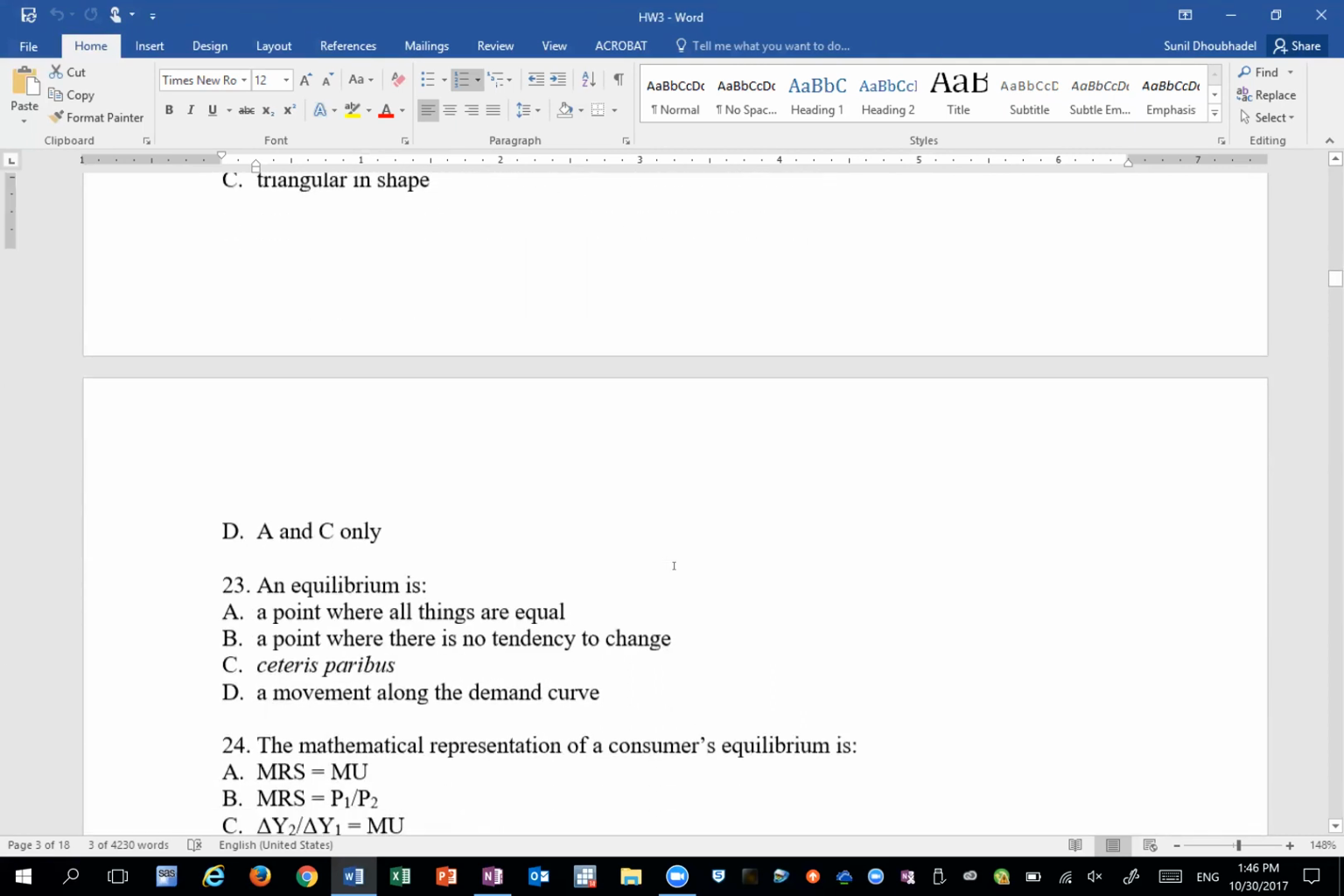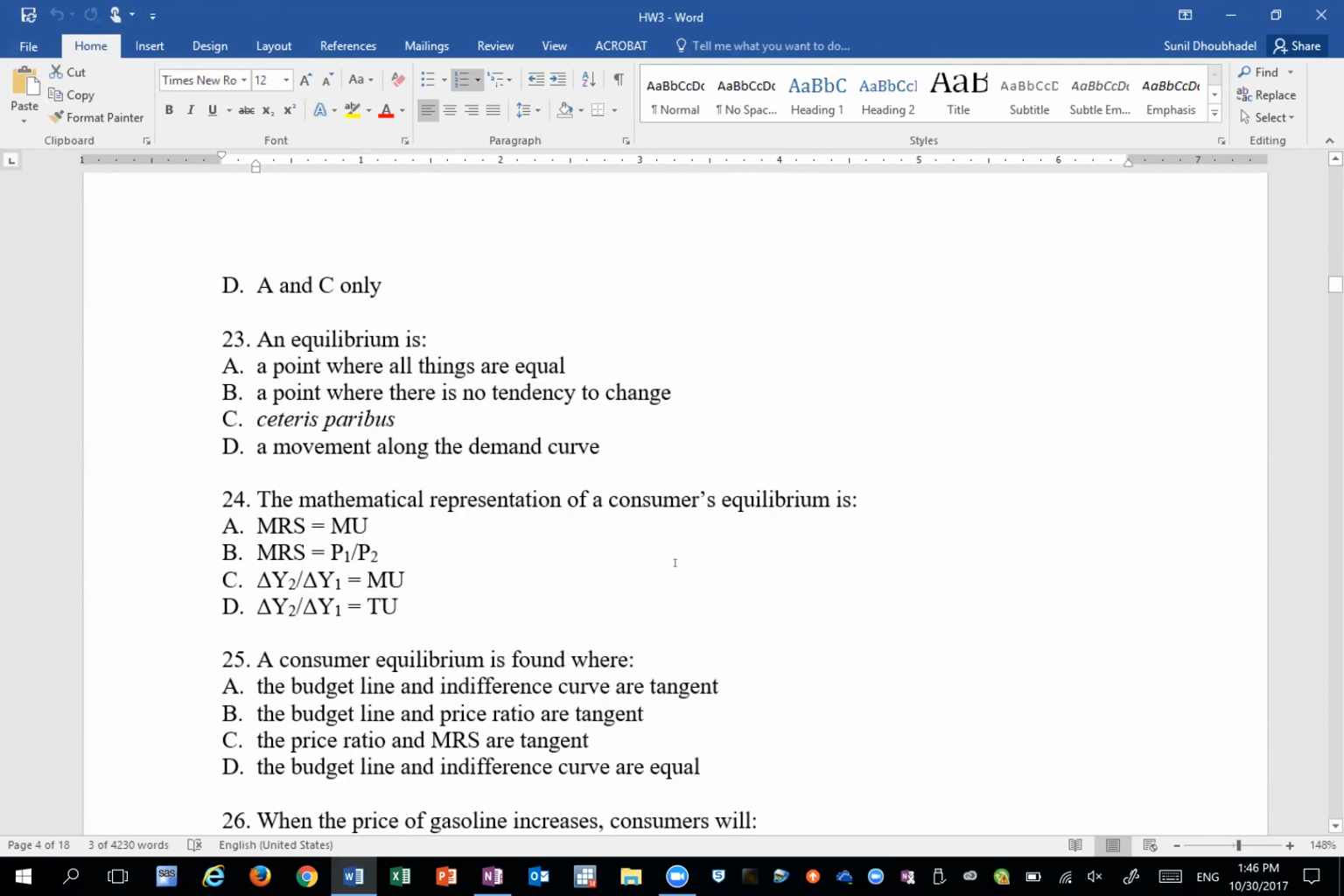Let me jump to 23. An equilibrium is a point where all things are equal, a point where there is no tendency to change. Ceteris paribus, a movement along the demand curve. A point where there is no tendency to change, right? Now, that's the equilibrium. Nobody wants to change because they are getting the highest level of satisfaction at that point.